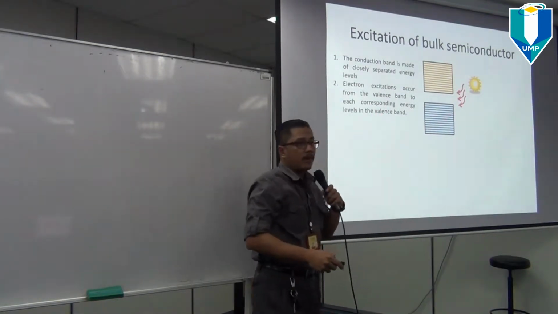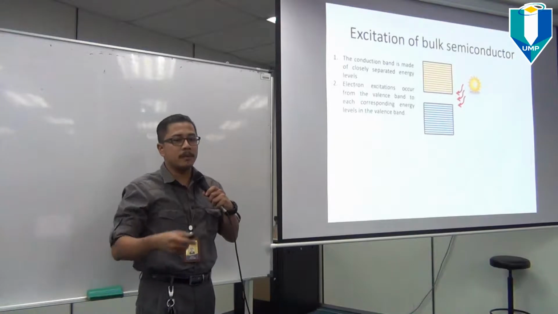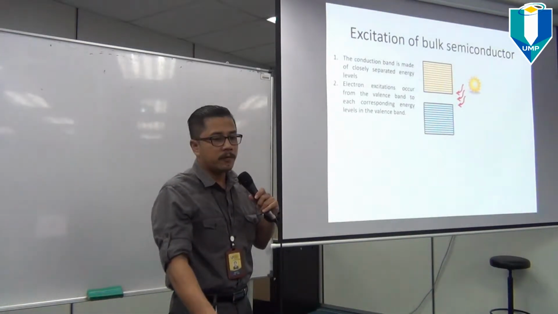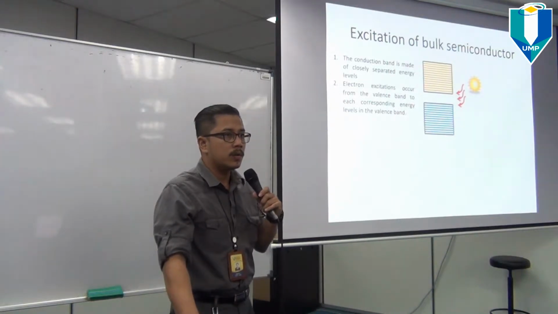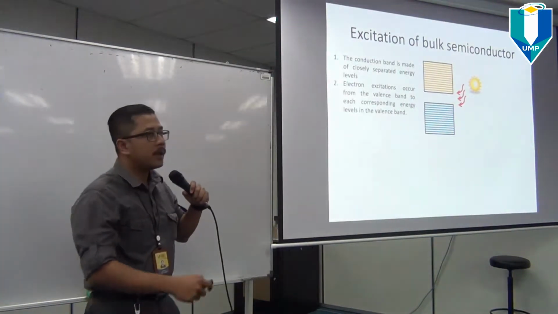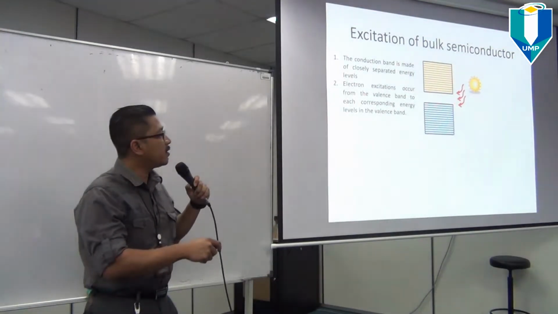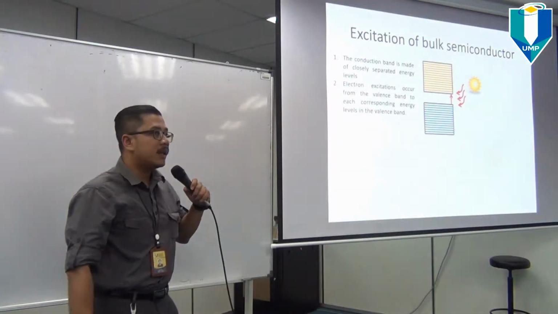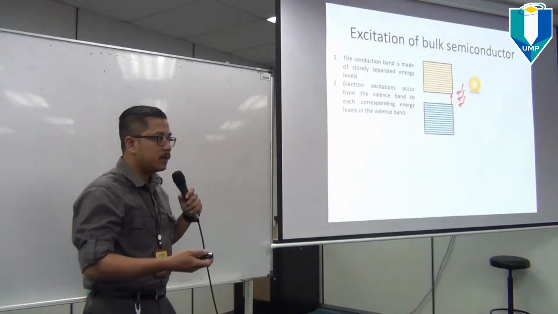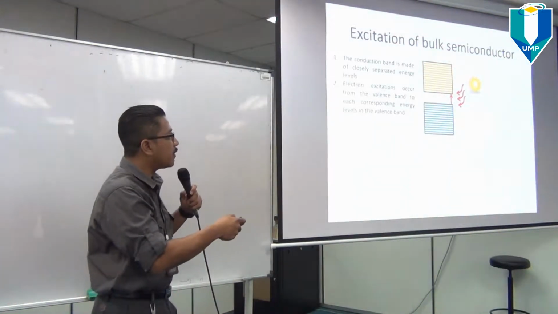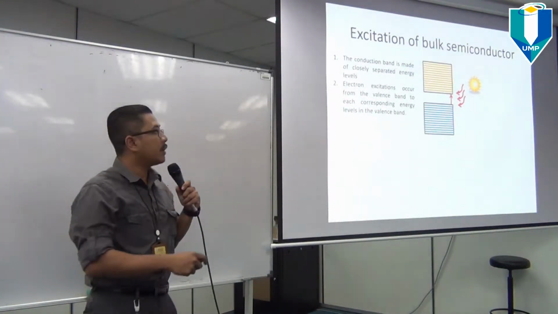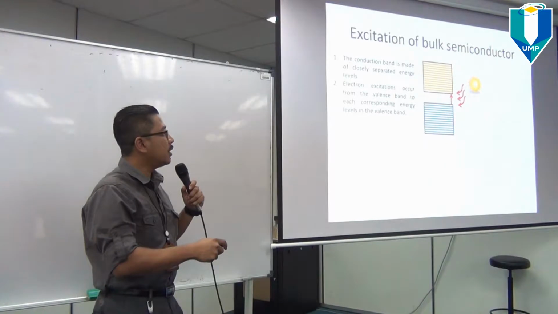So imagine that we have a source of light, from the sun, for example. We have a wide range of spectrum from the ultraviolet to near infrared, and this light is absorbed by the electrons in the valence band. If the energy of the absorbed light is sufficient, which is greater than the band gap of the bulk semiconductor, excitation happens. The electron in the valence band is excited to the conduction band.